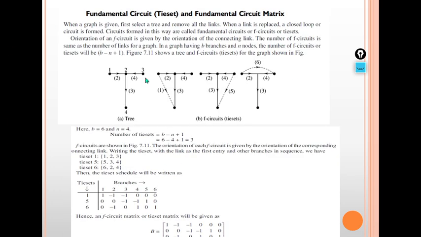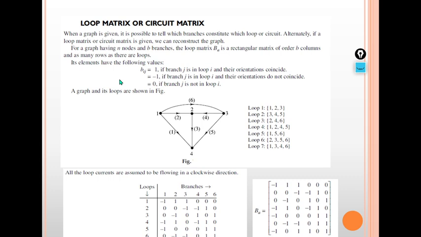Now I can draw this tree: 2 3 4, and here 2 4 also they have taken. So one tree is taken here. You can take another tree. Suppose I want to take 4 2 1, I can take it. So what will be the links? 3 5 and 6. Here 2 4 and 3 are taken as the tree, so 1 5 and 6 are links, right?